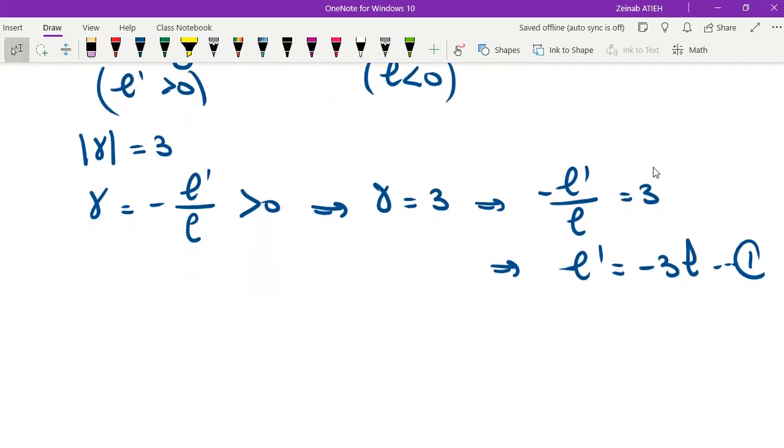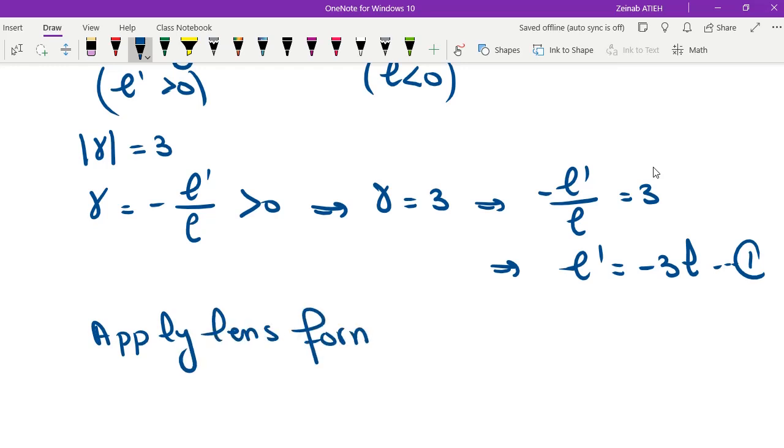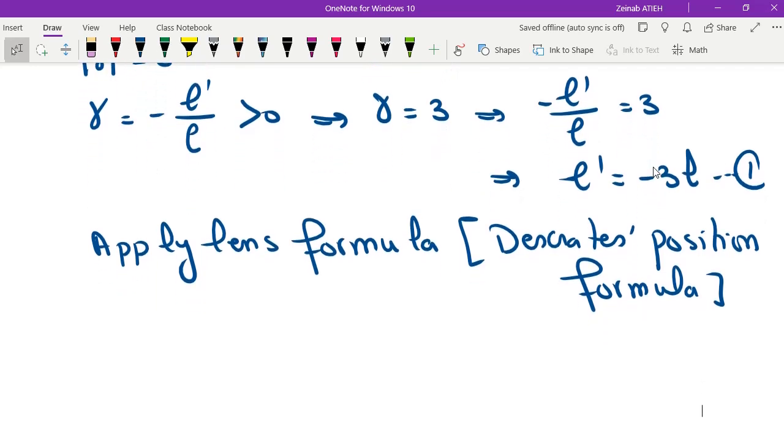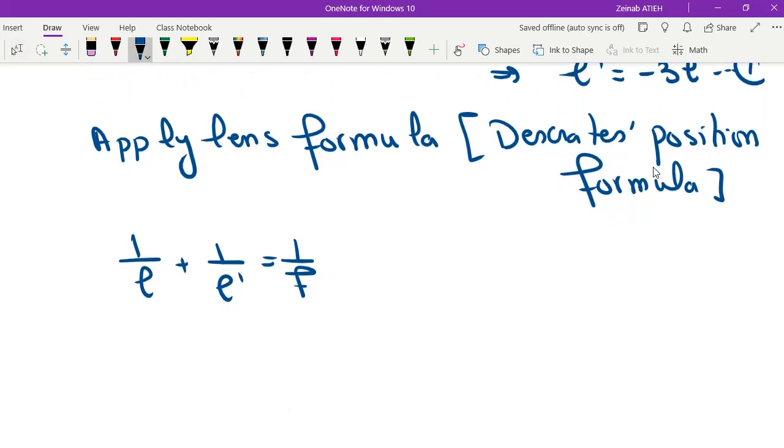Now what does the question ask of me? L, the position of the object. So let's apply the lens formula. By the way, the lens formula they call it Descartes position formula. Okay, let's apply it. 1 over L plus 1 over L prime equals 1 over f. So this is a second relation between L and L prime. We have two equations, two unknowns, we can find both L and L prime.